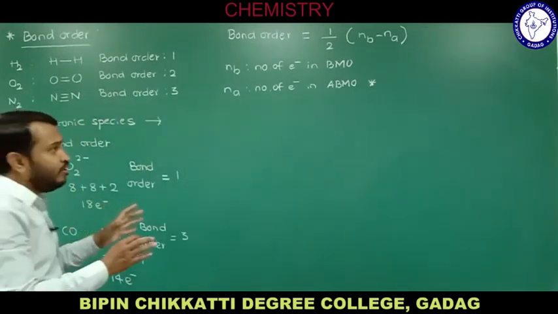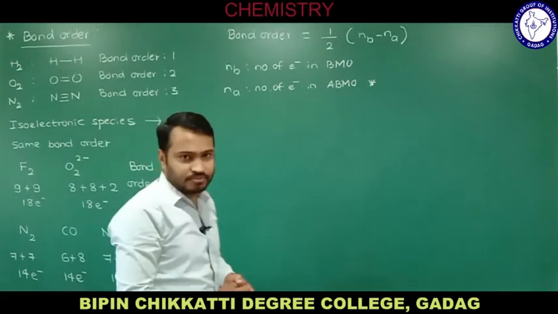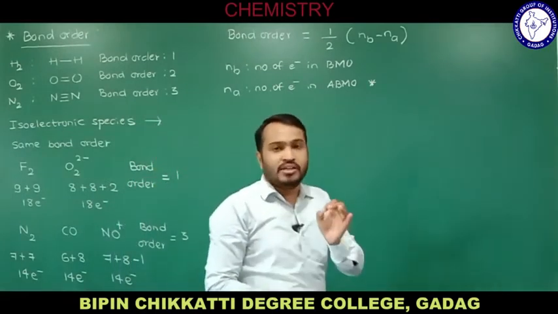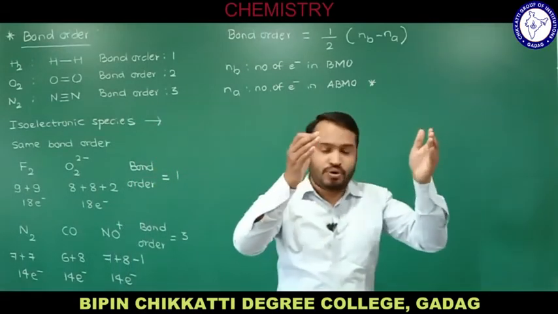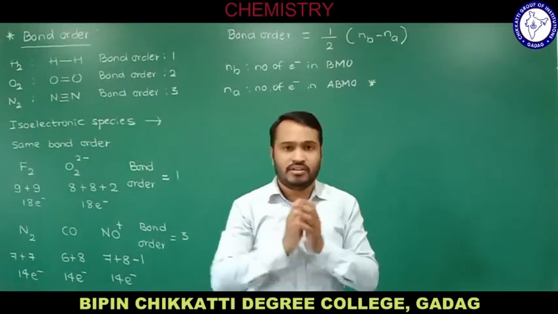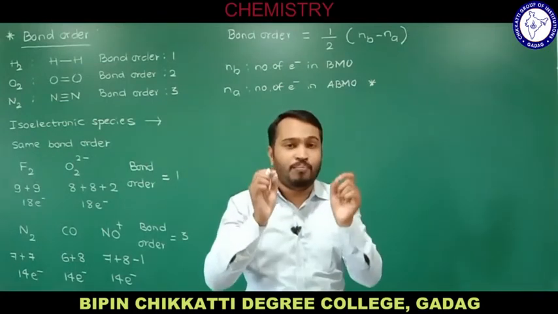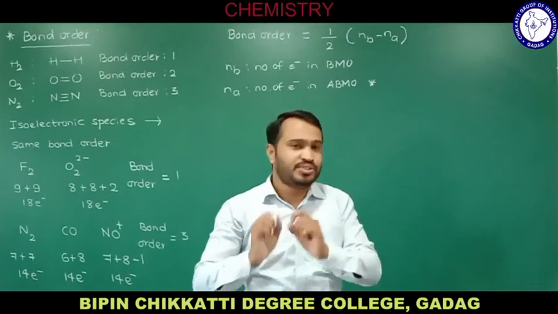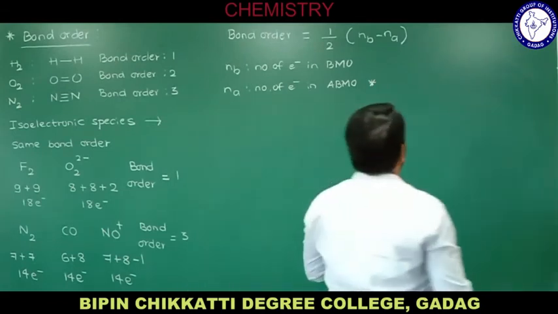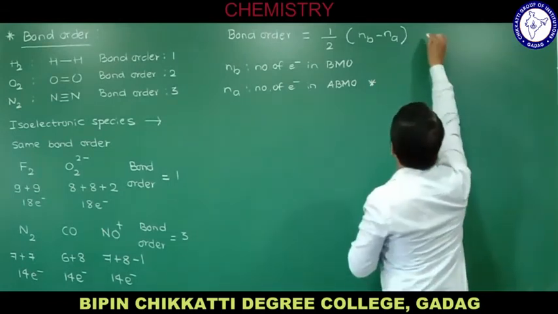So now we'll consider examples, so that we are going to draw the molecular orbital structure, calculate the bond order, and see the associated properties. So now let me consider some examples for that. Let me write the heading.